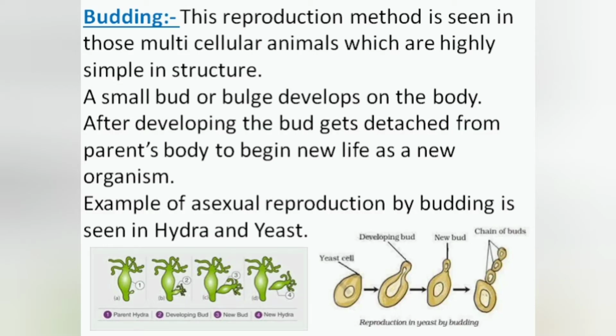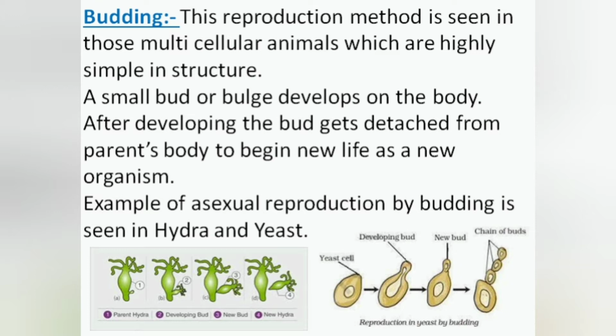This reproduction method is seen in those multicellular animals which are highly simple in structure. A small bud or a bulge develops on the body. After developing, the bud gets detached from the parent's body to begin a new life as a new organism. Examples of asexual reproduction by budding are seen in hydra and yeast. You can see budding in hydra and yeast in this diagram.